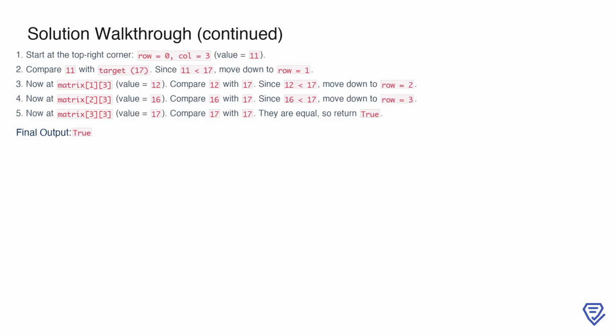Here at row 1, column 3, the value is 12. Again, 12 is less than 17, so we continue moving down to row 2. Now at row 2, column 3, the value is 16, which is still less than 17. Moving down once more, we arrive at row 3, column 3, where the value is 17. Comparing 17 with the target, we find an exact match. This confirms that the target exists in the matrix, so we return true.